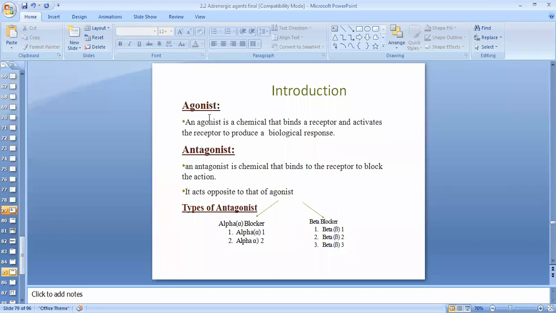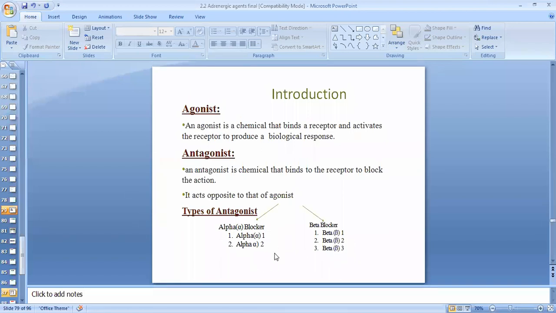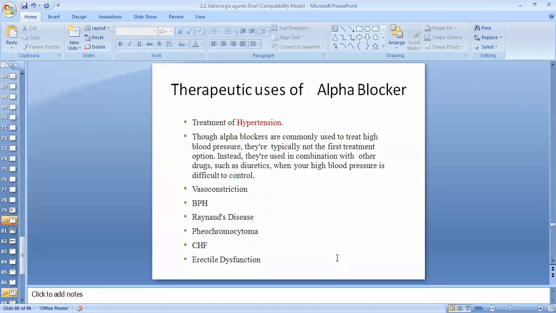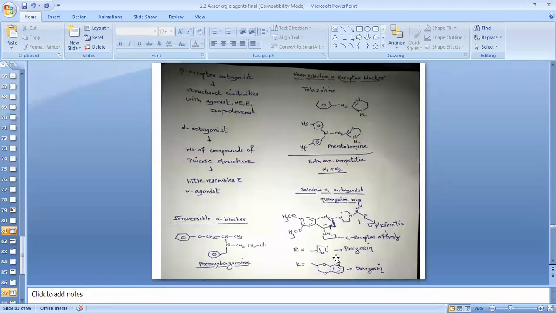Now we have already seen the terminology agonist. An agonist is a chemical which binds to the receptor and activates the receptor to produce the biological action. And an antagonist is a molecule which binds to the receptor but blocks the action. It acts opposite to that of the agonist. So there are alpha agonists and beta agonists. Among alpha agonists, there are alpha 1 agonists and alpha 2 agonists. Among beta agonists, there are beta 1, beta 2 and beta 3 agonists. So this is a very important slide.